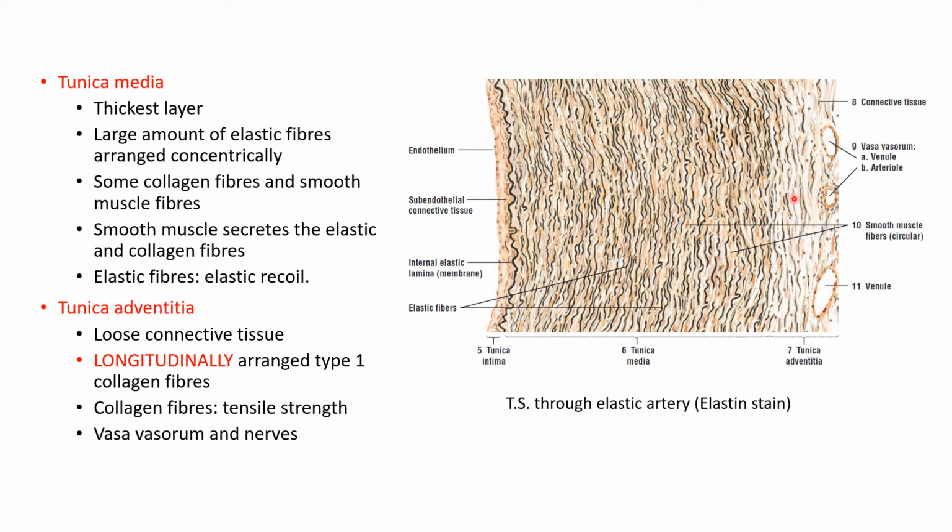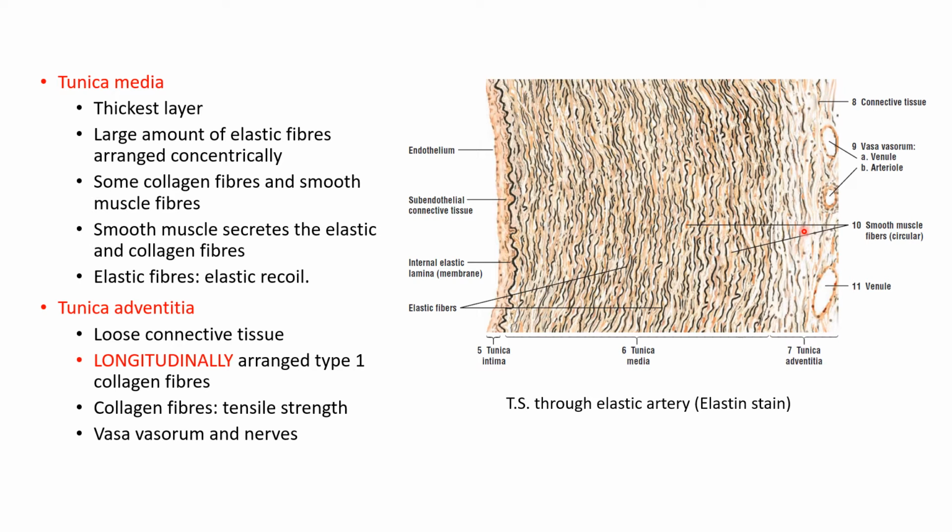Coming to the outermost layer of the elastic artery, that is the tunica adventitia. This is relatively thin compared to the tunica media. In the tunica adventitia, there is connective tissue with collagen fibers arranged longitudinally. These collagen fibers are type 1 collagen fibers, and they are responsible for the tensile strength of the elastic arteries. They prevent the expansion of the arterial wall beyond the physical limit during the systole.